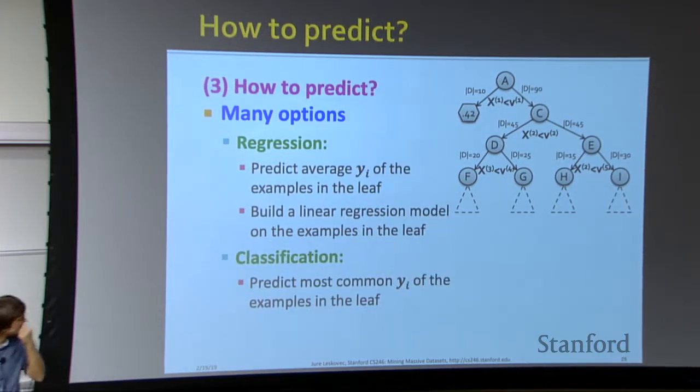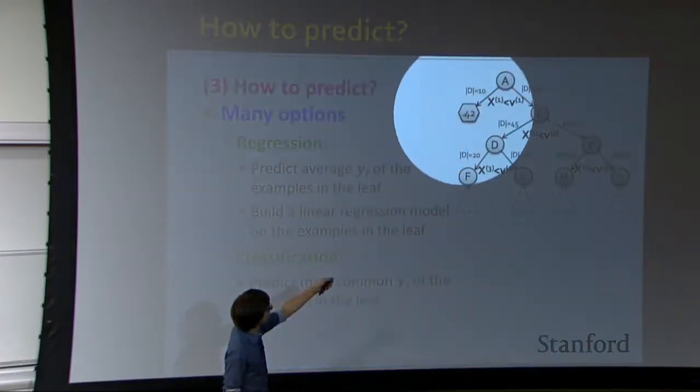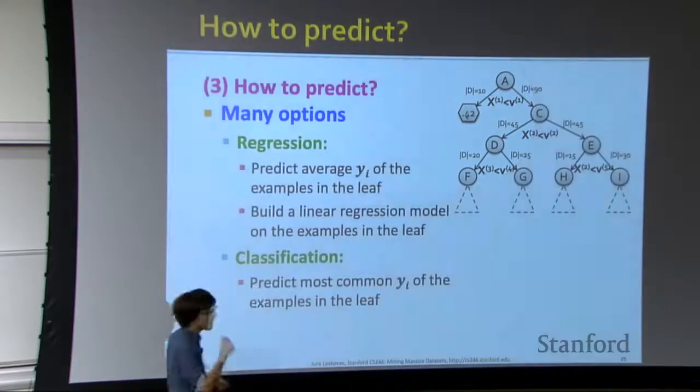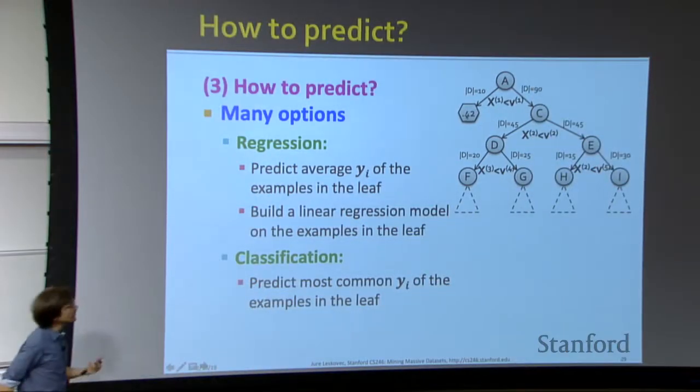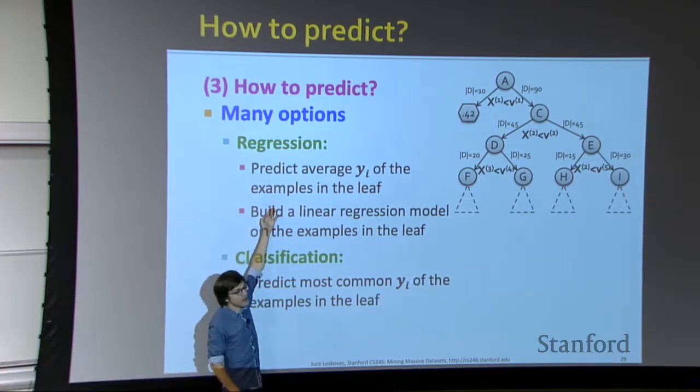Now that if we decided to stop, we need to create a predictor node, right? We have to create this hexagonal node in my notation. What do you do? You have a few ideas. One is that you just look at the average y value of the data at that node, and that's your prediction.